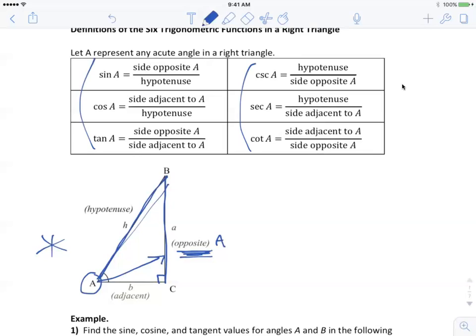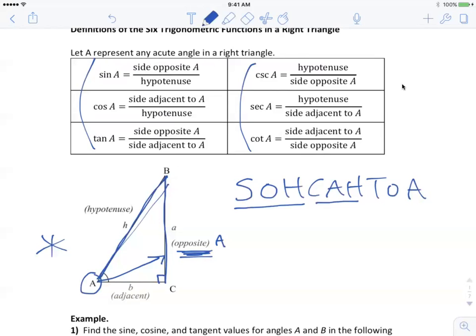One memory aid you can use for this, which maybe you've heard before if you've had some exposure to trig, is SOHCAHTOA. This is a memory aid for these definitions. So the sine is equal to the opposite divided by the hypotenuse. So SOH.